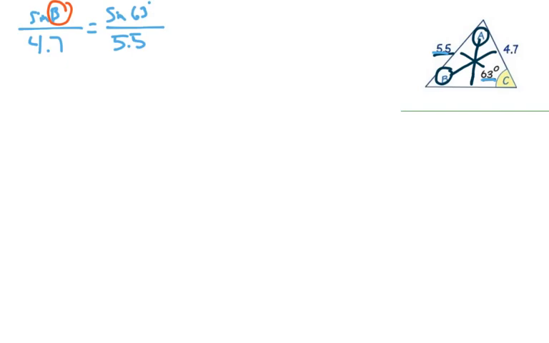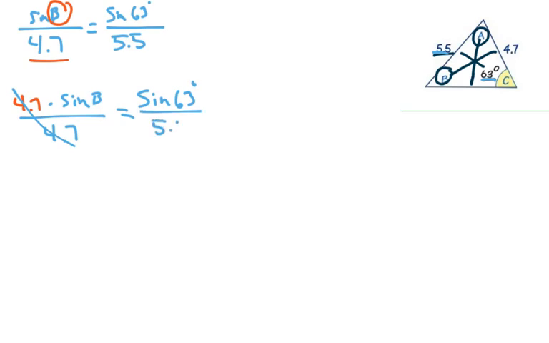How do I get rid of the 4.7 in the denominator on the left side of the equal sign? Well, if it's in the denominator, I should multiply both sides by 4.7. So I'm going to do 4.7 times the sine of b divided by 4.7. That cancels out, and that's equal to the sine of 63 degrees divided by 5.5.